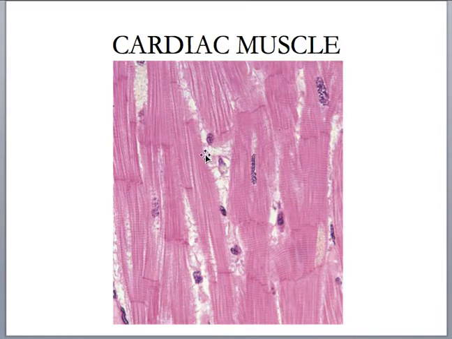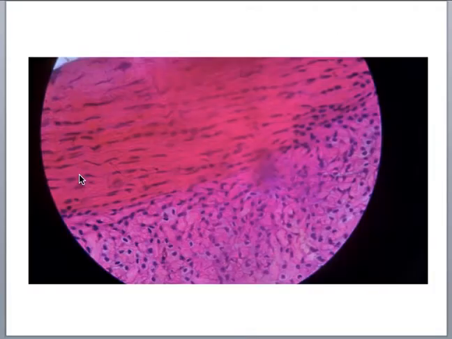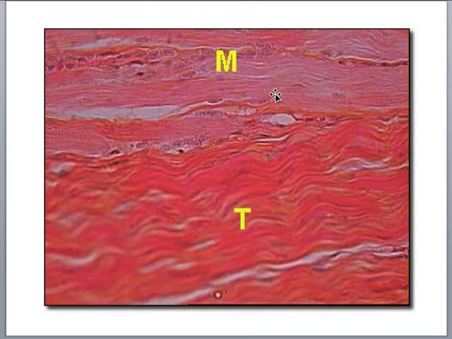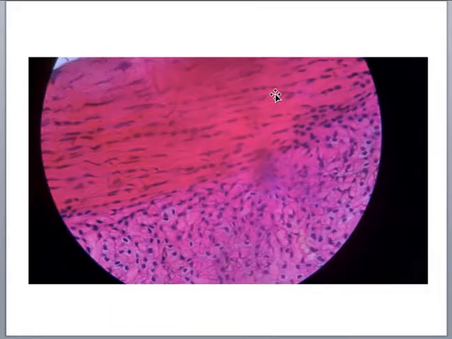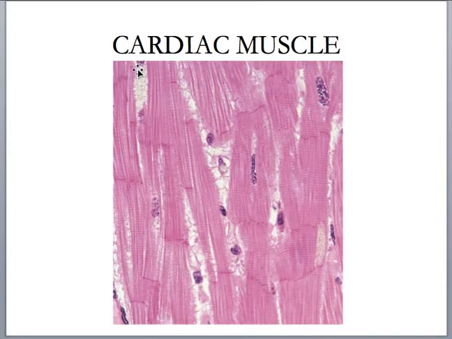So if you see striations, and then you see these darker striations called intercalated discs, this is cardiac muscle. If you see striations but no intercalated discs, then it's skeletal muscle. So both skeletal and cardiac have striations. Cardiac is involuntary muscle, however. We do not have to think about our heart contracting and pumping blood. It does it on its own. It's autorhythmic, and we don't have to think about it. So it's involuntary muscle. Skeletal muscle is voluntary.